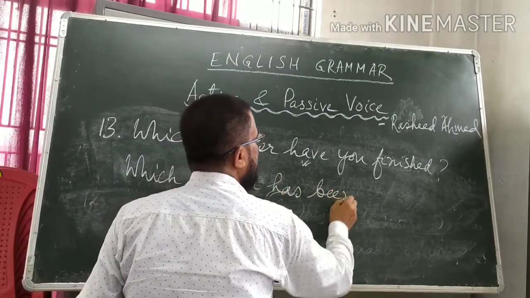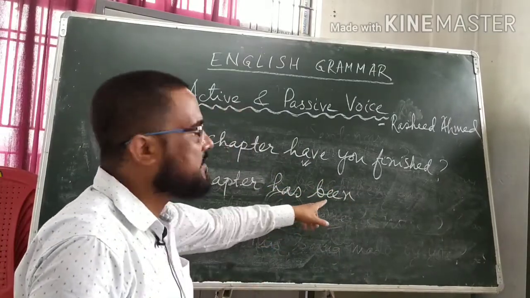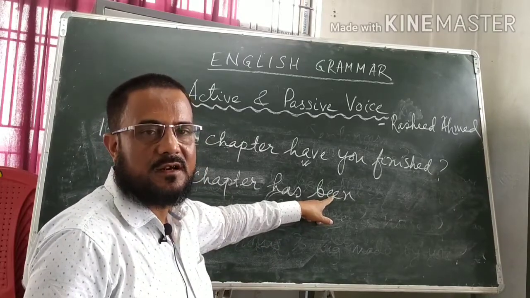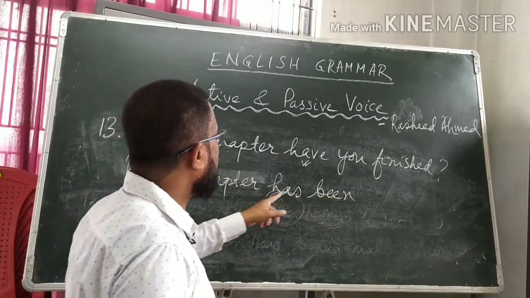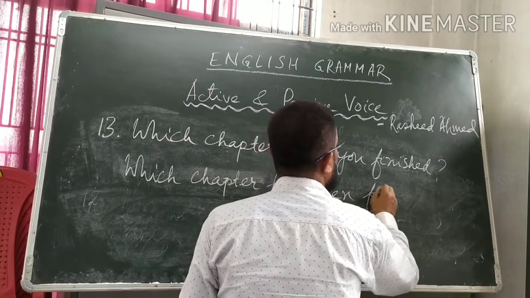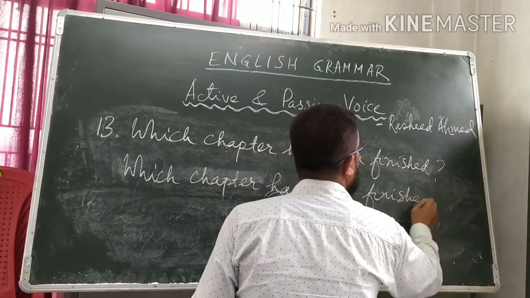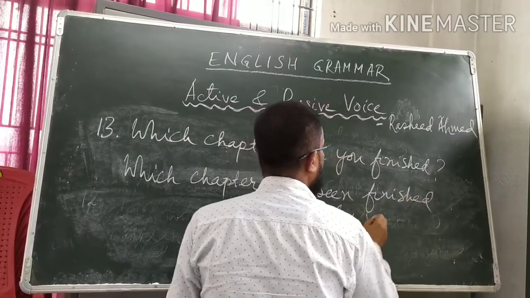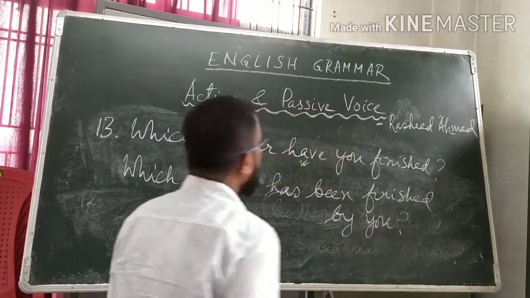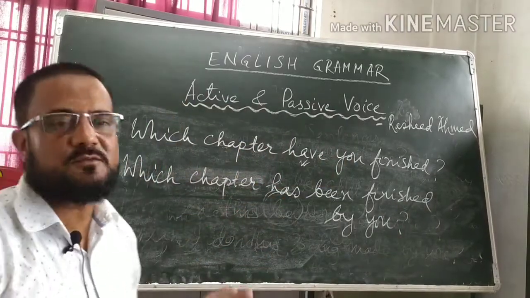In present perfect tense or past perfect tense, the be verb is used in its third form, "been." Which chapter has been finished by you? Which chapter have you finished? Which chapter has been finished by you?